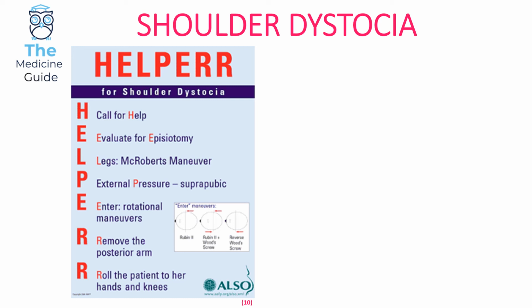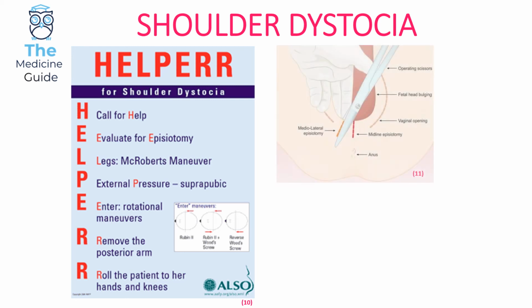E stands for evaluating for episiotomy. So episiotomy is when you are making a cut in the vagina, and the whole point of doing this is that it helps to enlarge the vaginal canal. So if you have a look in a picture, an example of an episiotomy is that it can either be a midline episiotomy or it could be a mediolateral episiotomy. Okay?